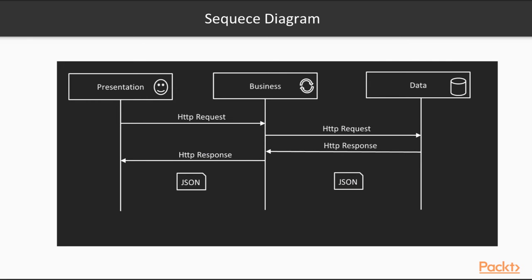Let's just have a quick look at how the different layers talk to each other. So we're using REST APIs, and each REST API will use the HTTP protocol, and it will use a JSON format to actually transfer data between them. So that gives us a great overview of the design and architecture of our application. We've got a plan. We can now just get on and implement it.